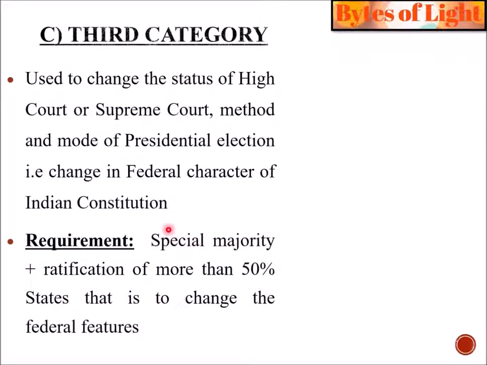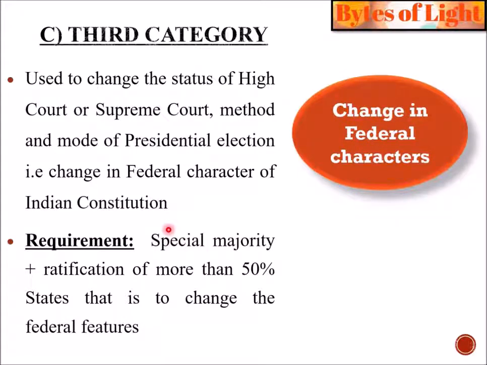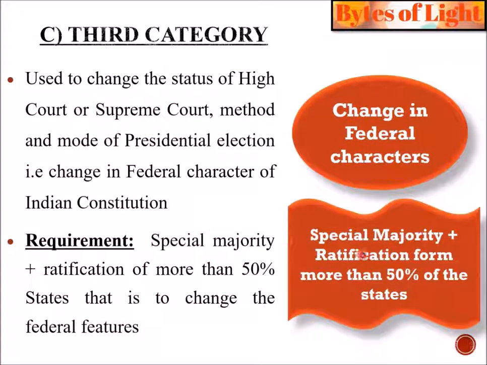So this is the requirement. The focus point here is change in federal characters, and what we require is special majority plus ratification from more than 50% of the states. So this was about the third category. Coming to the last category, that is the fourth category.